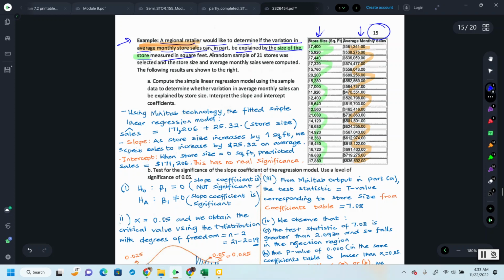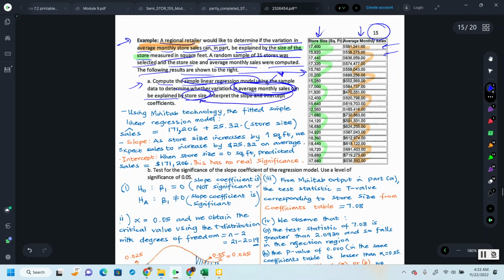So bearing that in mind, let's read further. A random sample of 21 stores, so 21 stores, 21 rows, was selected and the store size and average monthly sales was computed. The following results are shown to the right. Question A. Compute the simple linear regression model using the sample data and use it to determine whether variation in average monthly sales can be explained by store size. In other words, does average monthly sales depend on the store size?